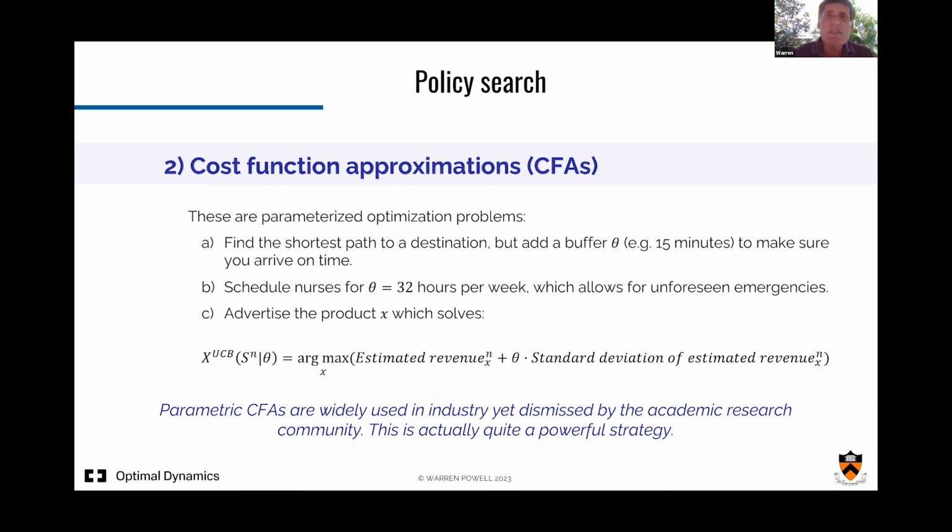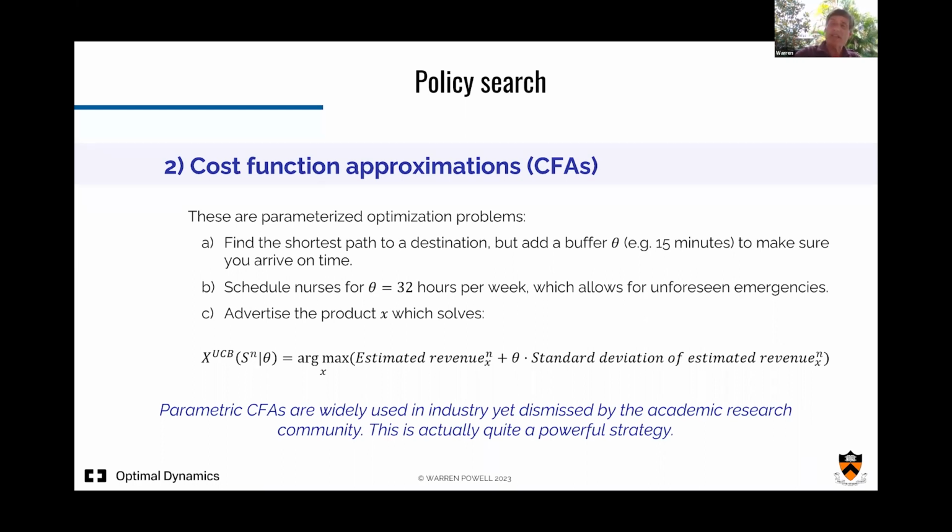The second class is cost function approximations. Now, this is a term that I've introduced. You won't find it in the academic literature. It's widely used in practice. And so you learn about a CFA and you're like, oh, yeah, well, everybody does that. I'm trying to find the shortest path to a destination. We think of one decision as the path, but another decision is when do I leave? How much time do I allow? And I may say, okay, Google Maps is fine at the path, but when it says 40 minutes, I'm like, I don't know. I want to be safe. I'm going to allow an extra 15 minutes. That's a tunable parameter. So I have an optimization problem, the shortest path, and a tunable parameter. Maybe I'm scheduling nurses, but instead of scheduling them for a 40-hour work week, I schedule them for 32 hours because they're nurses and random stuff happens and I need some buffers.